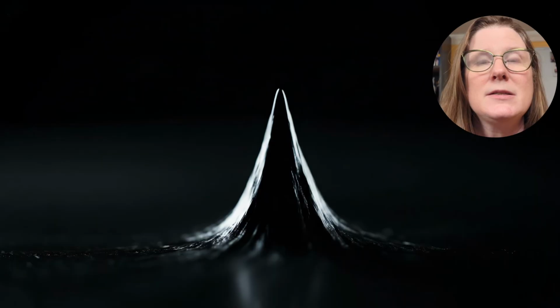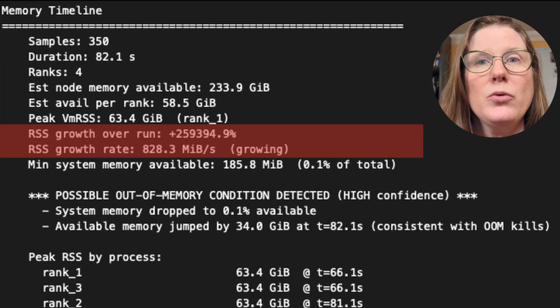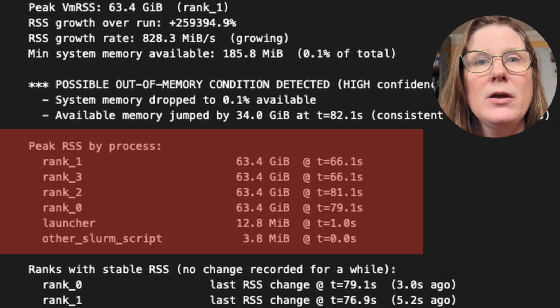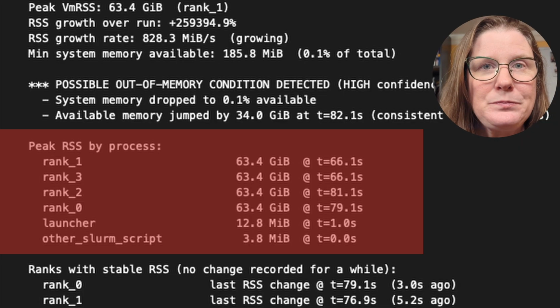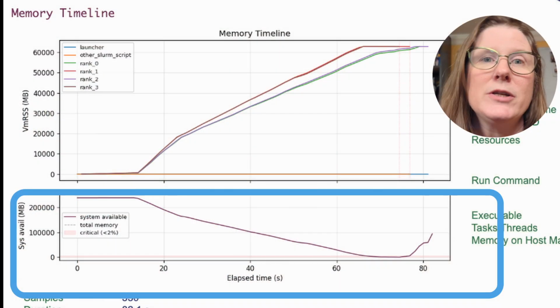The memory timeline isn't just for diagnosing failures, it's also useful for understanding your job's memory behavior. Does memory grow steadily or spike at certain phases? The growth rate metric tells you how fast the memory is climbing. Do all ranks use similar memory or is one rank much larger? The per process peak table shows you the distribution. How much headroom do you have before hitting the limit? Watch the system available memory over time.